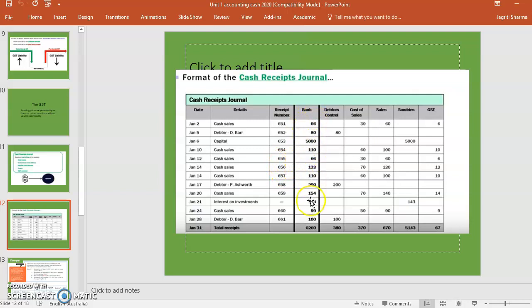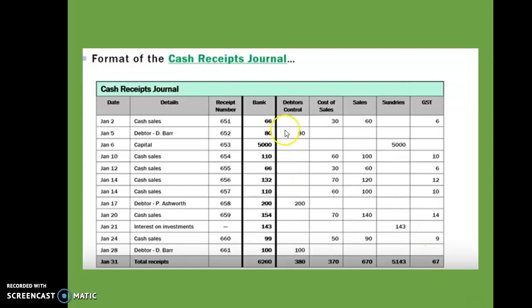Now this shows how much money has been deposited into the bank. This is the total amount of the source document. Based on the source document, you put the amount in these columns here. What we've got at the top is debtors control, cost of sales, sales, and sundries account. Again, sundries account is something that does not occur very often, so it will have a couple of transactions, the transactions that only occur once or twice or maybe thrice a month.